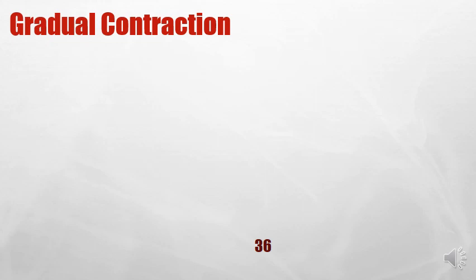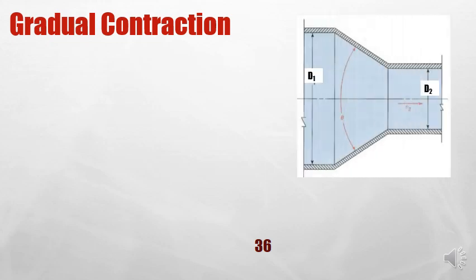All right. The next part is gradual contraction. The shape is quite similar, or it's just opposite of the gradual enlargement. For gradual contraction, the liquid flows from a bigger size into a smaller size of tube. So in this case, D1 is greater than D2. What happens is that V will depend on V2 for the calculation of HL in gradual contraction.